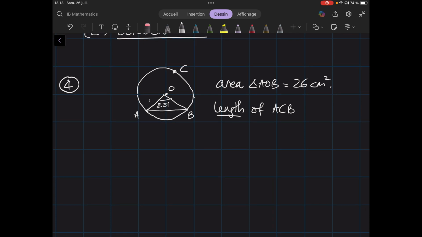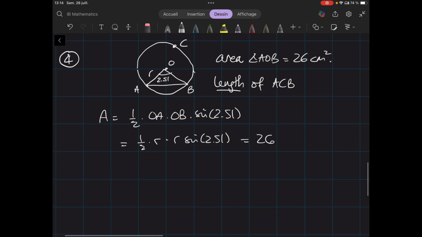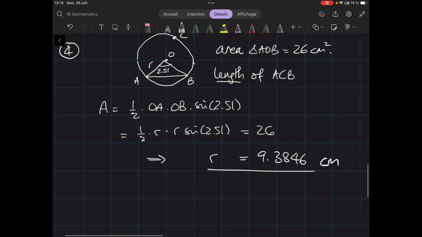So first off, we gotta find the radius. The area is equal to a half times OA times OB times sine of 2.51 radians. OA is equal to R. OB is equal to R. And this is equal to 26. Solve the equation, you will get R is equal to 9.3846 centimeters.